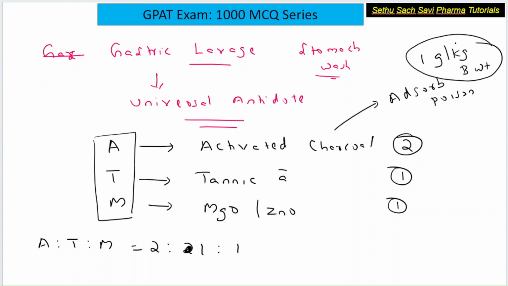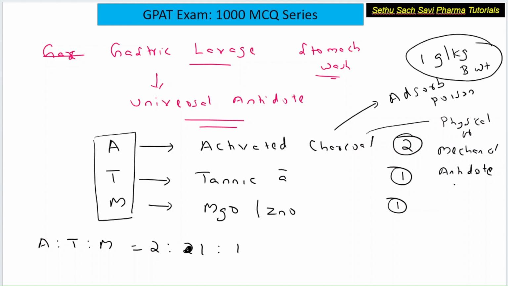Activated charcoal is an example for physical or mechanical antidote. Okay, and what is the function? How is it helpful for treatment of poisoning? It absorbs the poison on the surface.